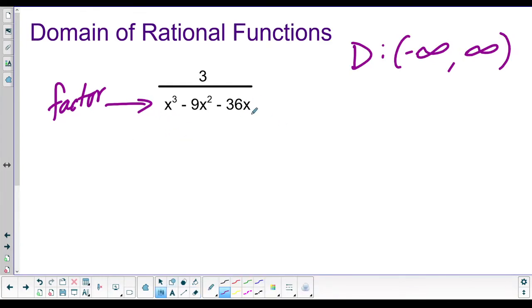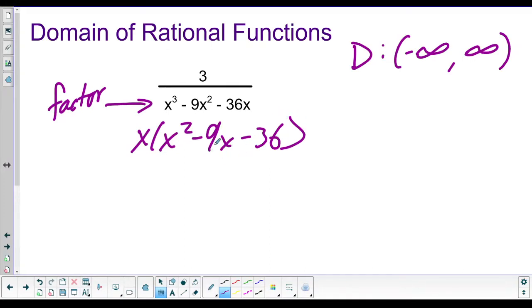Let's start by taking out the GCF of x. So we have x times x squared minus 9x minus 36. And then we can do simple factoring on this trinomial right here. So we need two numbers that multiply to negative 36 and add to negative 9. Luckily, I wrote the question, so I know the answer already. It's x minus 12 times x plus 3.